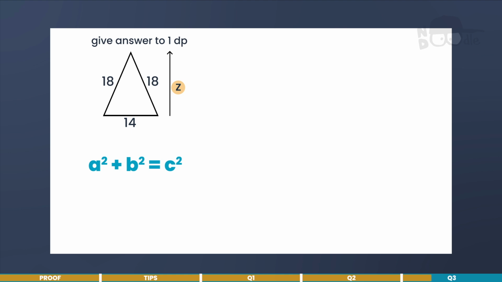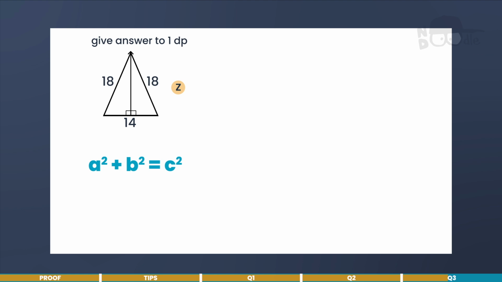If we actually draw this height line from the top of the triangle, we can see we have now split the original triangle straight down the middle into two right-angled triangles. And this is a very common method in questions. Break down shapes into right-angled triangles in order to solve the question.